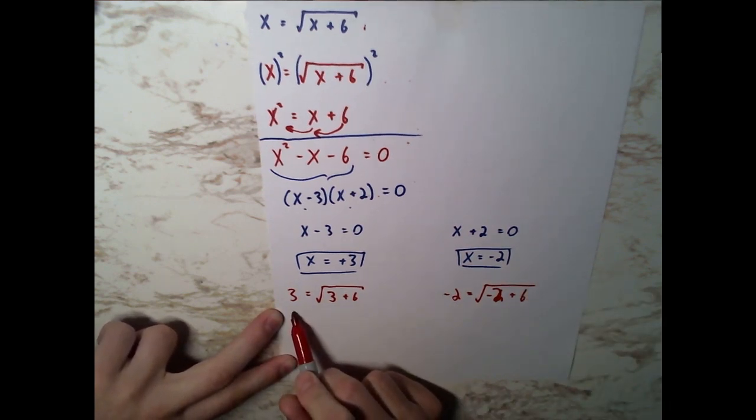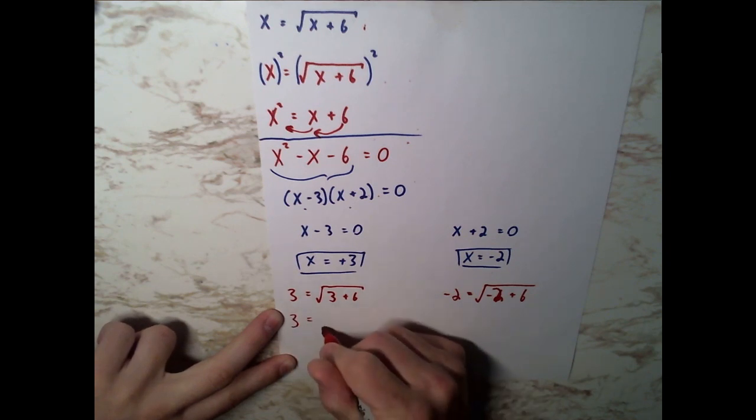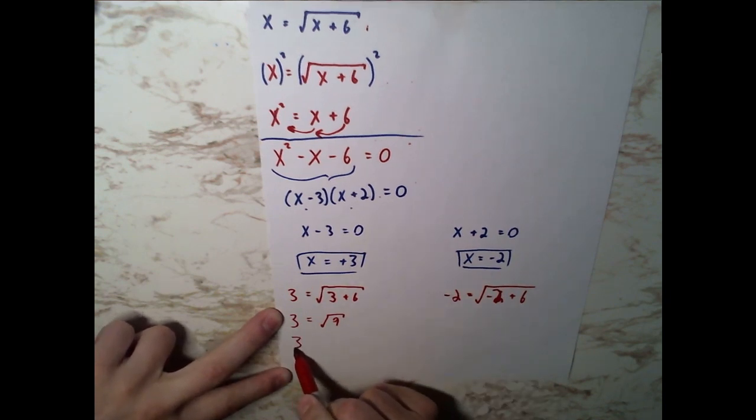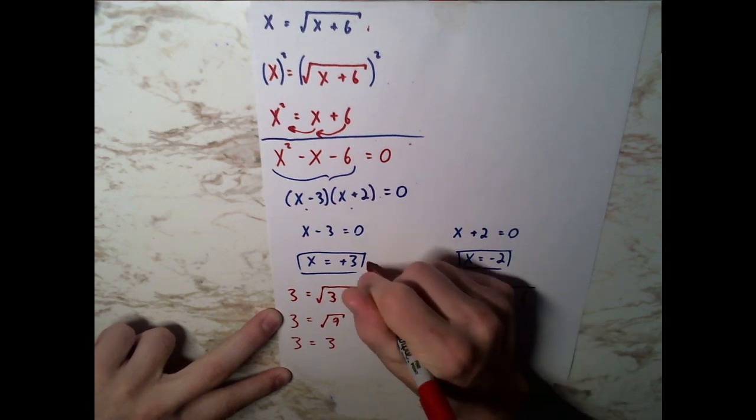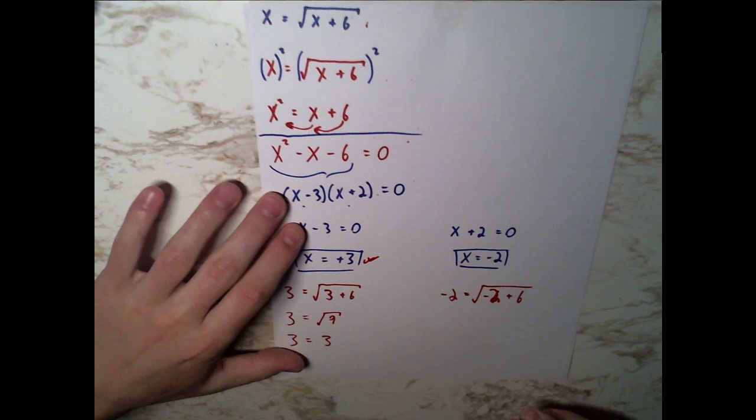So let's simplify this first one. 3 equals 3 plus 6 is 9, the square root of 9. And this one's going to work out. The square root of 9 is 3. So this answer is checked, and this is going to be one of our answers.